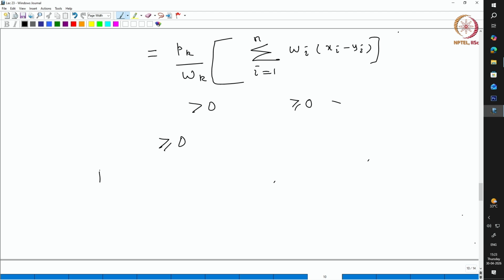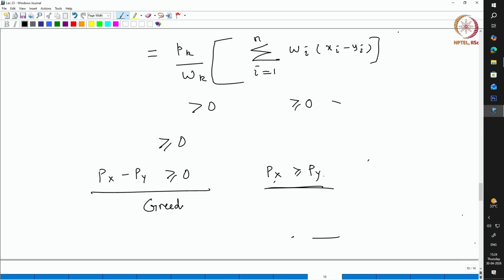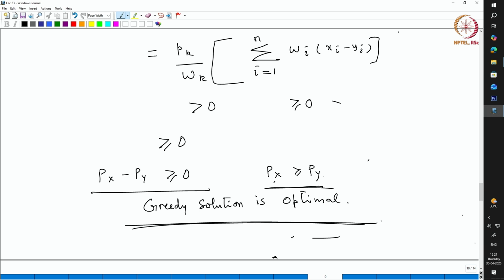Therefore this will be greater than or equal to 0. In other words, Px minus Py is greater than or equal to 0. That is, Px is greater than or equal to Py, and this means the greedy solution is optimal. Greedy solution is optimal.